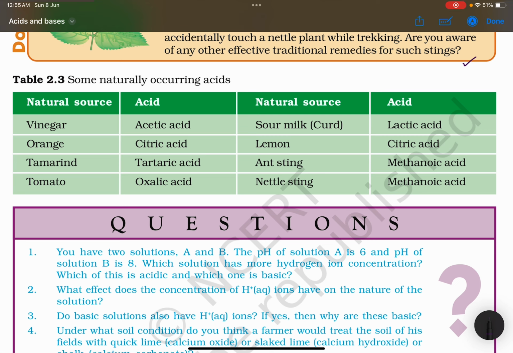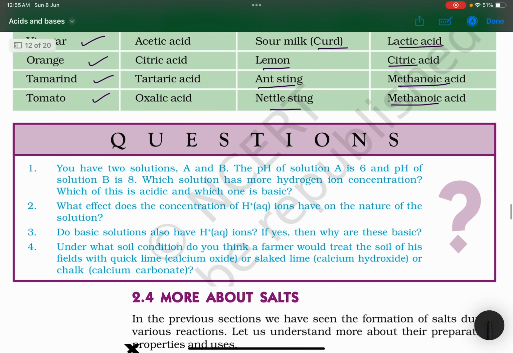Some naturally occurring acids: vinegar is acetic acid, orange is citric acid, tamarind is tartaric acid, tomato is oxalic acid, sour milk curd is lactic acid, lemon is citric acid, and a bee sting is methanoic acid. Nettle sting is also methanoic acid. So these are some commonly occurring, naturally occurring acids. So 2.4 we'll discuss later.